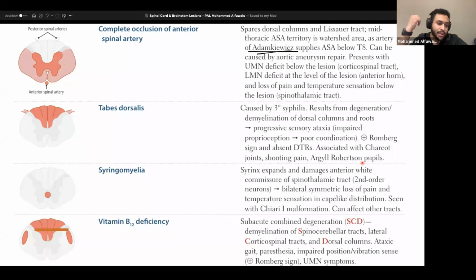But tabes dorsalis, again, just to mention, is an infection from the tertiary form of syphilis. Number one, you will have a positive Romberg sign, loss of vibration, and you need to remember that you will have Charcot joints and a loss of deep tendon reflexes. Is tabes dorsalis clear?